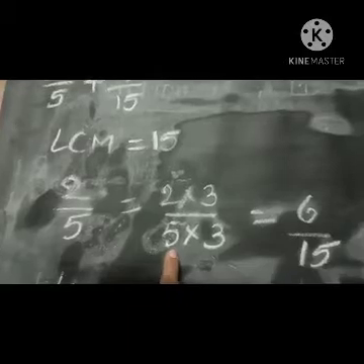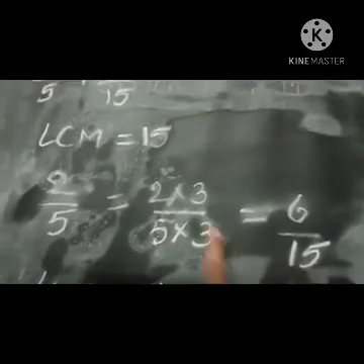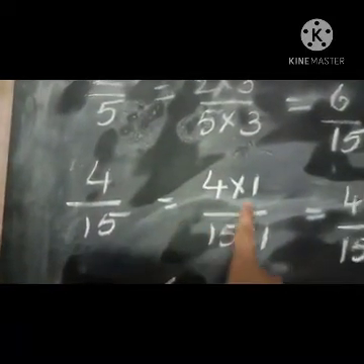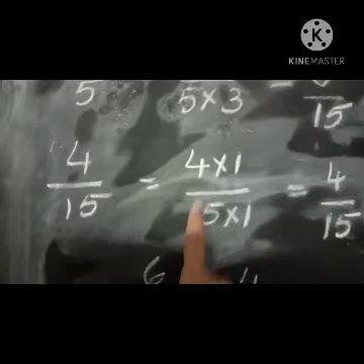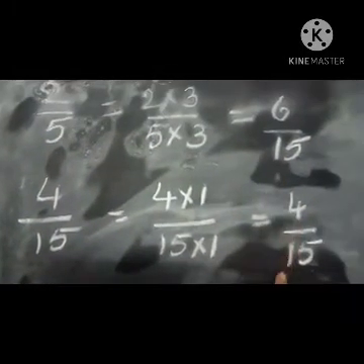Why? Because in the 5 table, 3 times is 15. So 5 into 3 is 15, and 2 into 3 is 6. Next, 4 by 15 equals 4 into 1. 4 1s are 4, 15 1s are 15. Here both the denominators are the same.